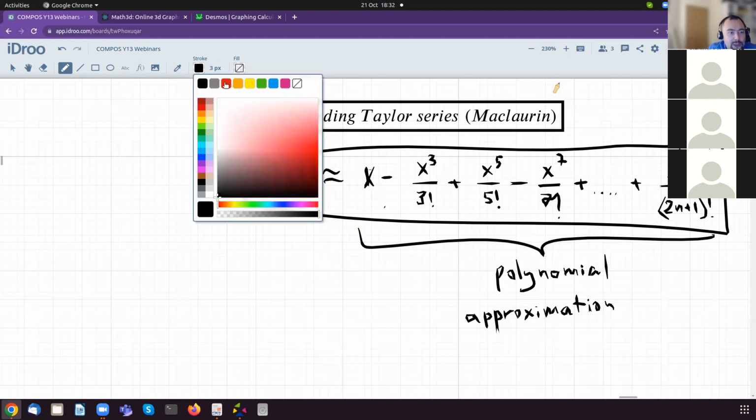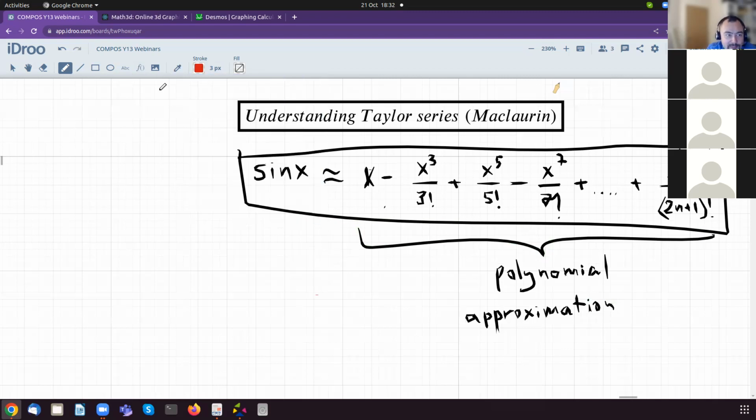And you know the first part of it. You know that for small angles, sine x is approximately x. So you've already seen that before. The more terms you have, the more accurate the approximation is. Okay, let's have a look.